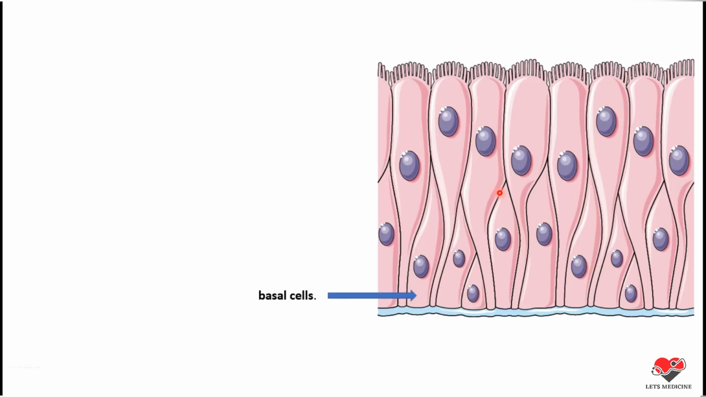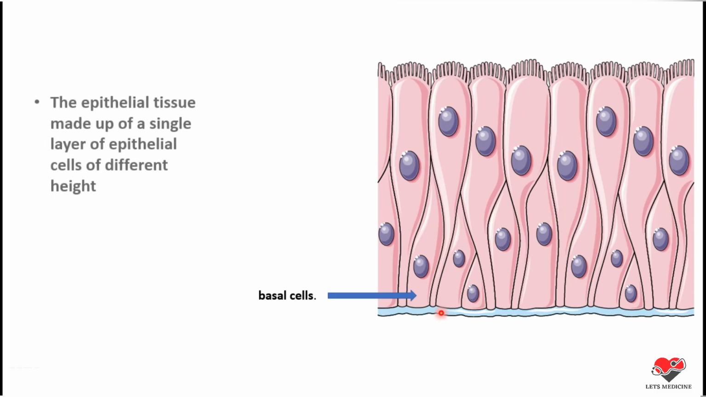So pseudostratified columnar epithelium is a special kind of epithelium because although it's a single layer of epithelial cells resting on the basement membrane, under the microscope it gives the appearance of multi-layered or stratified epithelium. That's why it's given the name pseudostratified epithelium, or the falsely stratified epithelium.